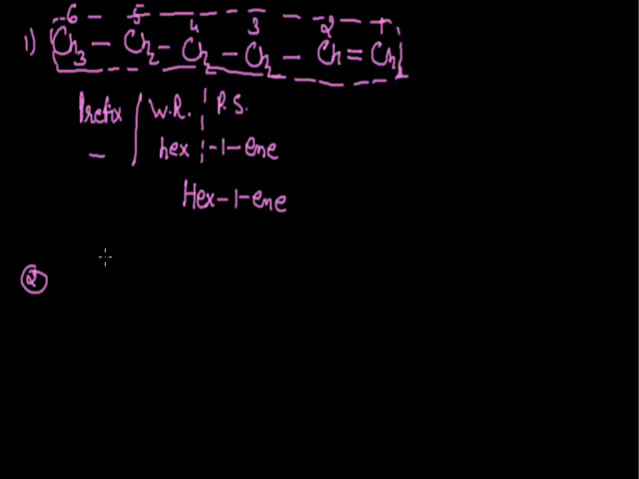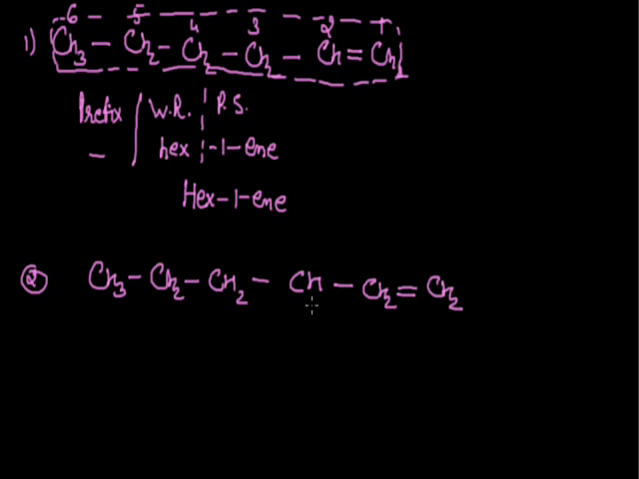Now we take the second one. If the organic compound is given to us like CH3, CH2, CH2 connected with one CH group, which is connected with CH2 double bond CH2 group, and this CH group, to satisfy the valency, it is connected with another alkyl group which is CH terminally bonded CH3 group with a branch of bromine atom.